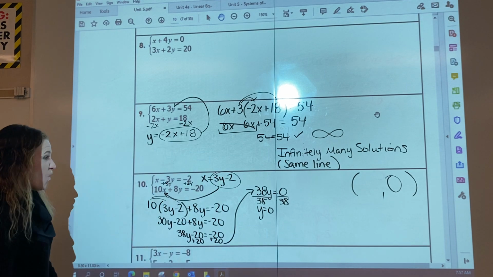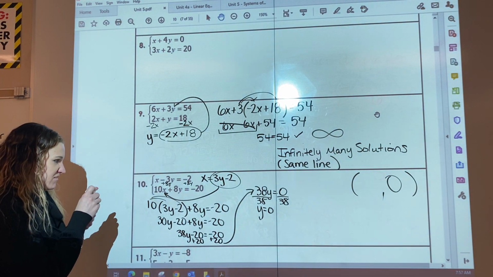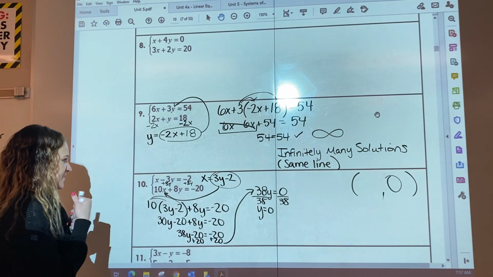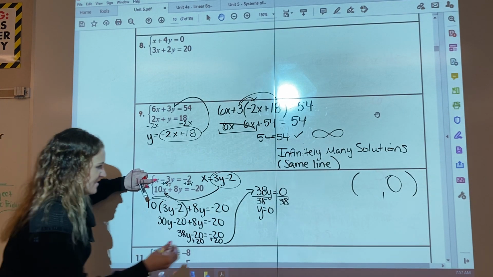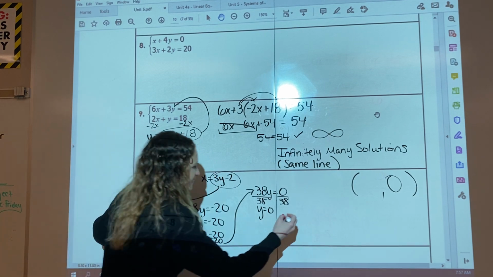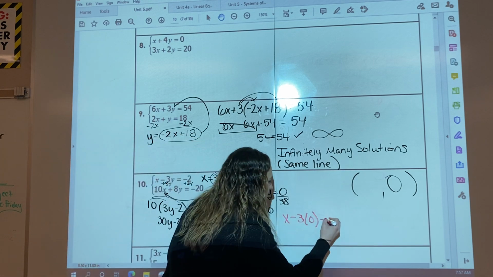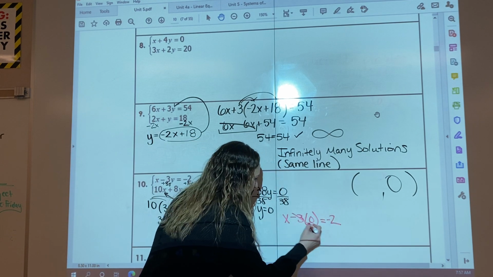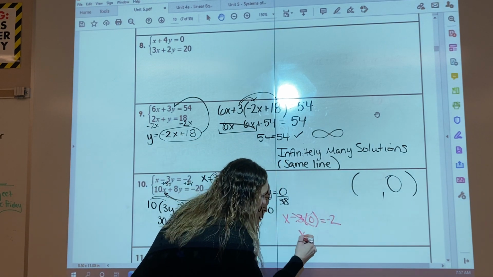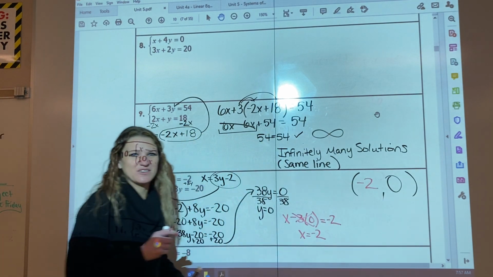Now that I know that the y is 0, I'm going to plug it back into this top equation and solve for my x. So I have x minus 3 times 0 equals negative 2. Well, this is going to give me 0, so x equals negative 2. Negative 2, 0, my ordered pair.